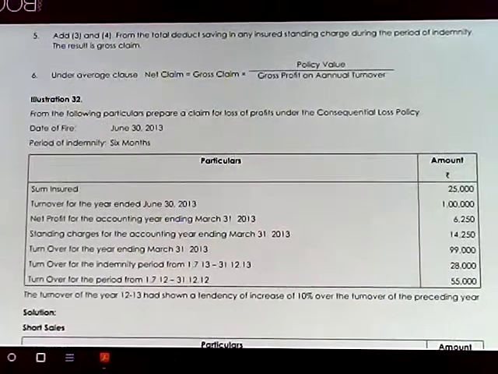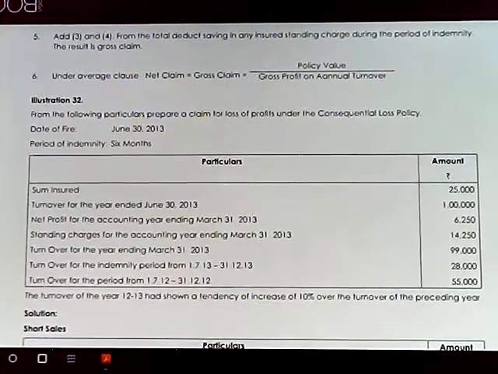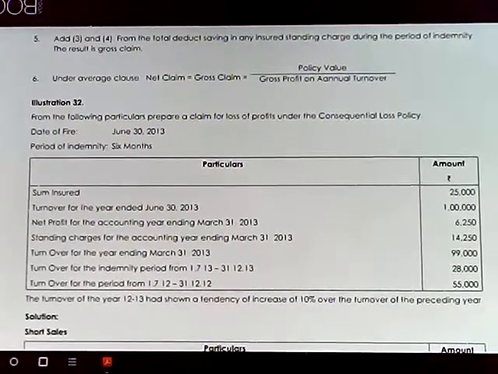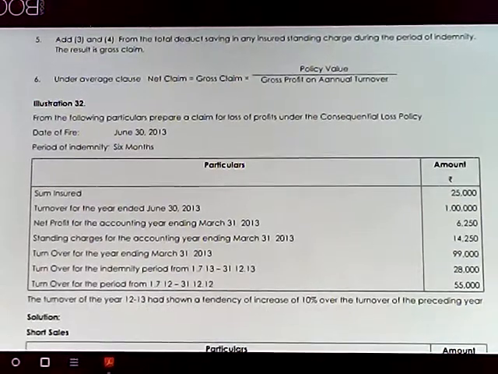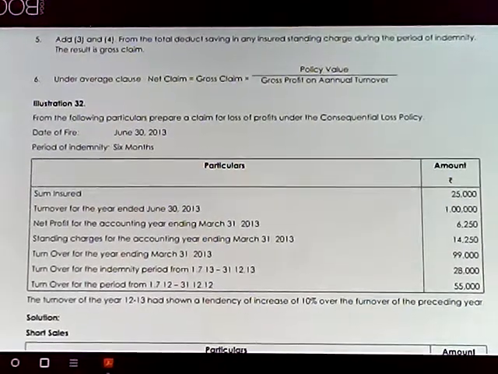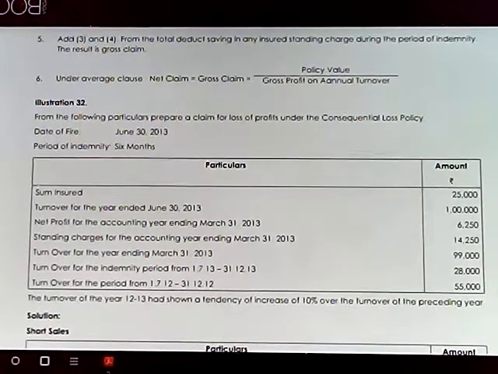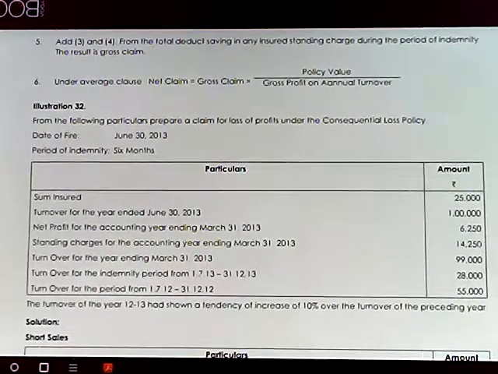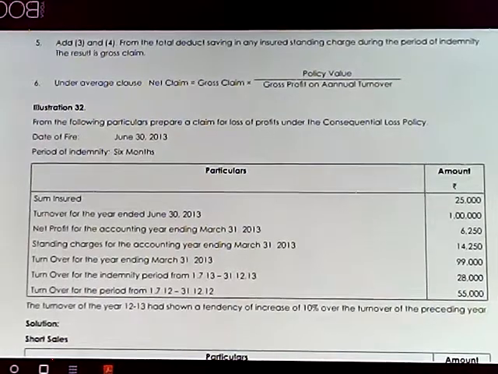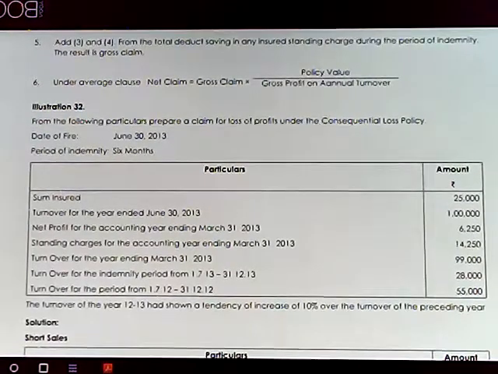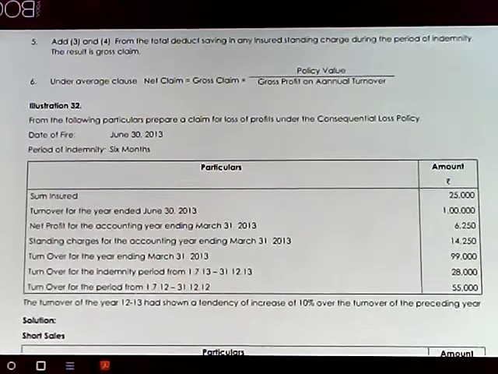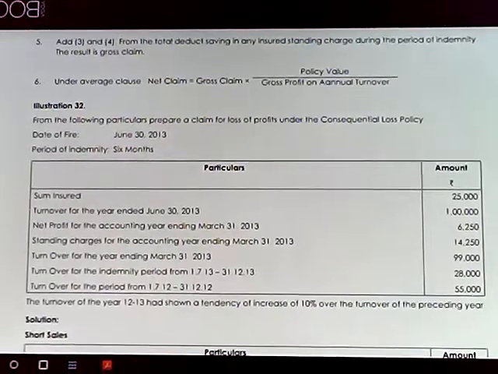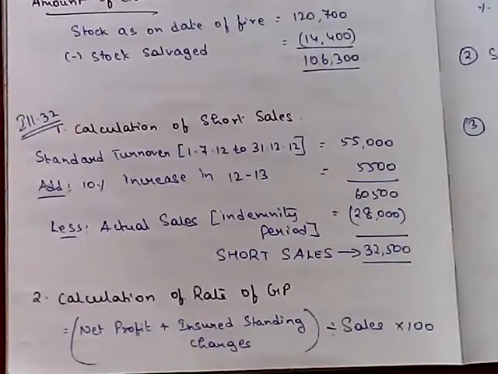Turnover for the year ended June 30, 2013 is 1 lakh. Net profit for the accounting period ending March 31st, 2013 is 6,250. Standing charges is 14,250. Turnover as on 31st March 2013 is 99,000. Turnover for the indemnity period is 28,000, and turnover for the period 1/7/2012 to 31/12/2012 is 55,000. The turnover of the year 12-13 has shown a tendency of increase of 10% over the turnover of the preceding year. Okay, so let's move on to the answer.